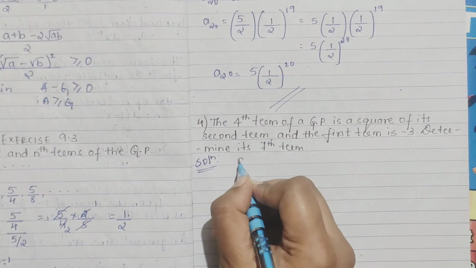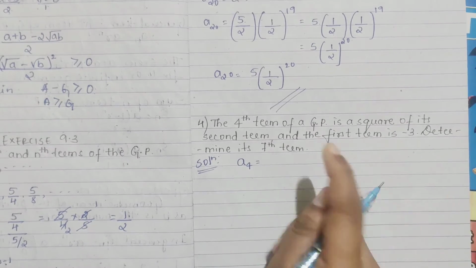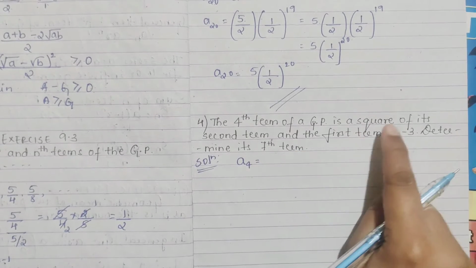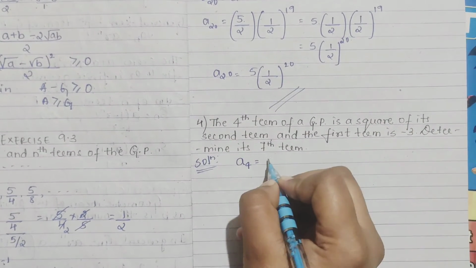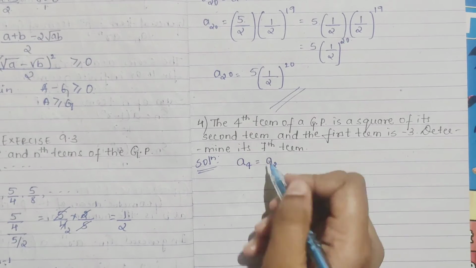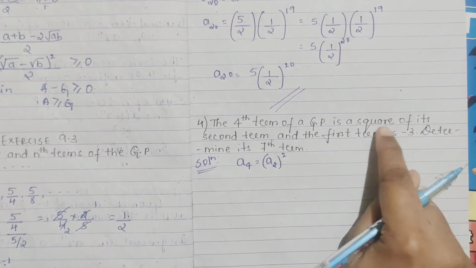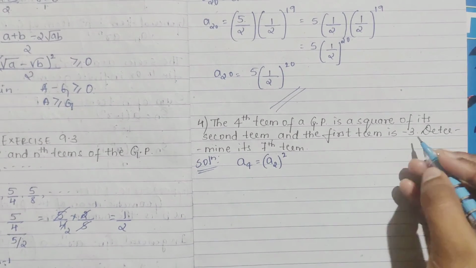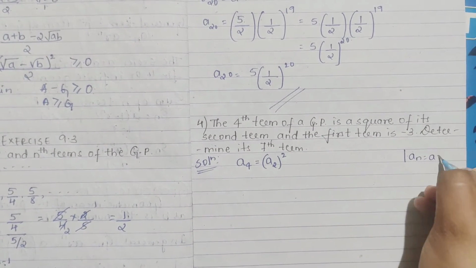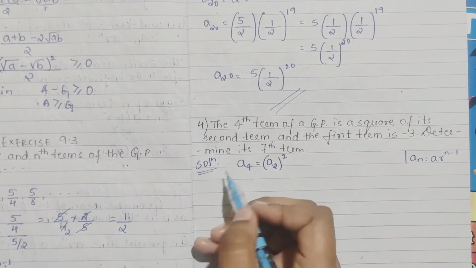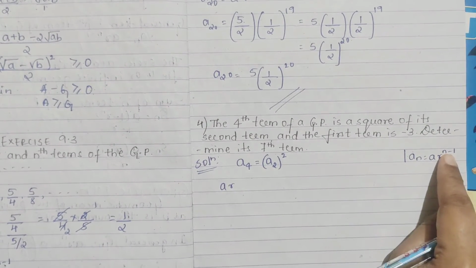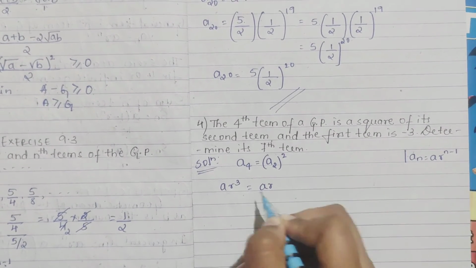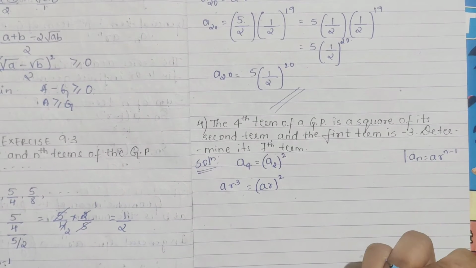So what are they telling? The fourth term, which is A4 of a GP, 'is' means what? Equal to. In maths, 'is' always means equal to, the square of its second term. Square of its second term is what it is telling. Now A4 means, A_n, how is it given? A R raised to n minus 1. So here it is A4, so how will it be? A R raised to 4 minus 1, it becomes cube. Here A2, so 2 minus 1 is 1, square. I hope this is clear for you.